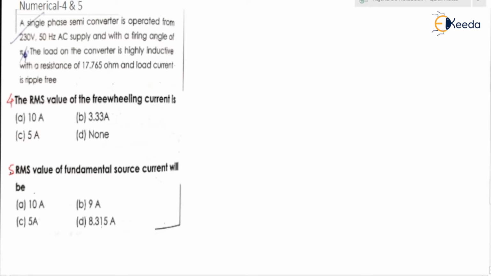A single phase semi converter is operated from 230 volt 50 hertz AC supply. So it is given that Vs is equal to 230 volt. Frequency is given, it is 50 hertz, so f is equal to 50 hertz. Next, with a firing angle of pi by 4, so alpha is equal to pi by 4 radian. In degrees it will be equal to 45 degree.